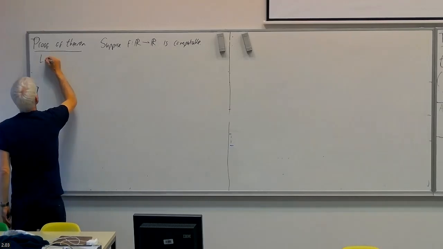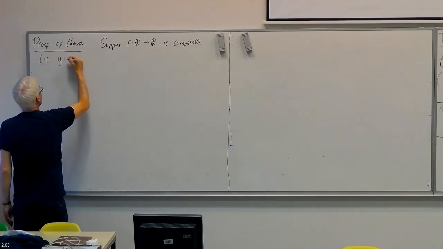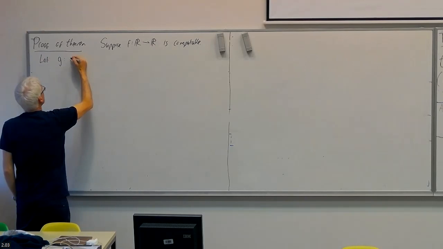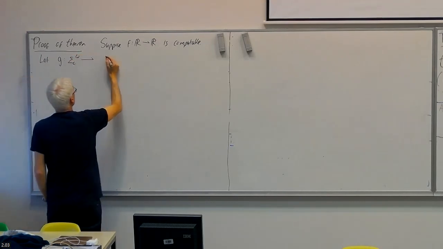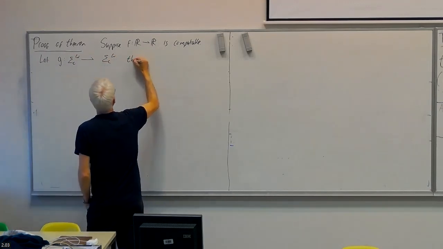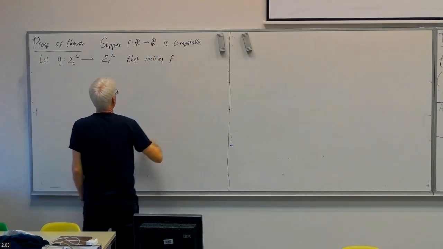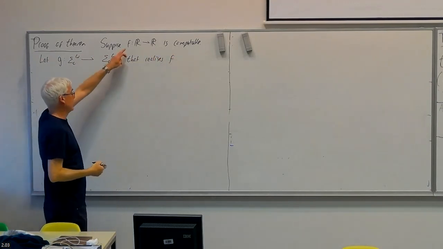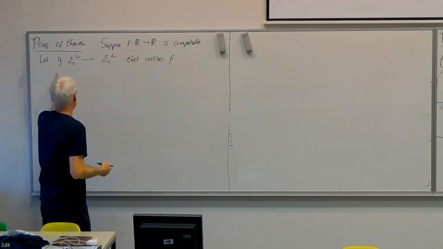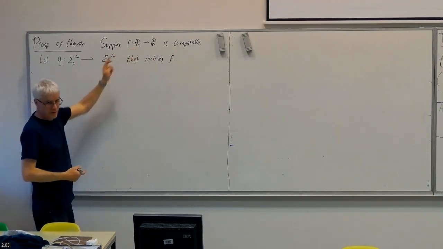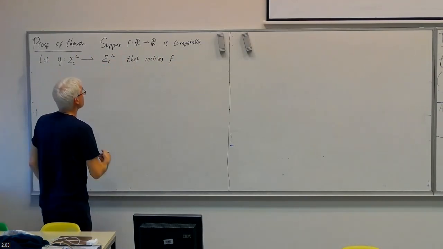So let g be a partial function on names, so that's a partial function from infinite words over the Cauchy alphabet to infinite words over the Cauchy alphabet, that realizes f. So given a name for an x in the domain of f, g applied to that name will be a name for an element f of x.